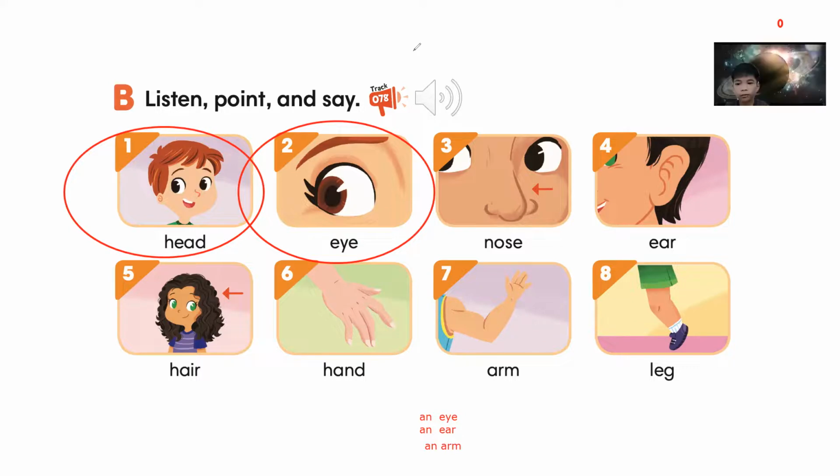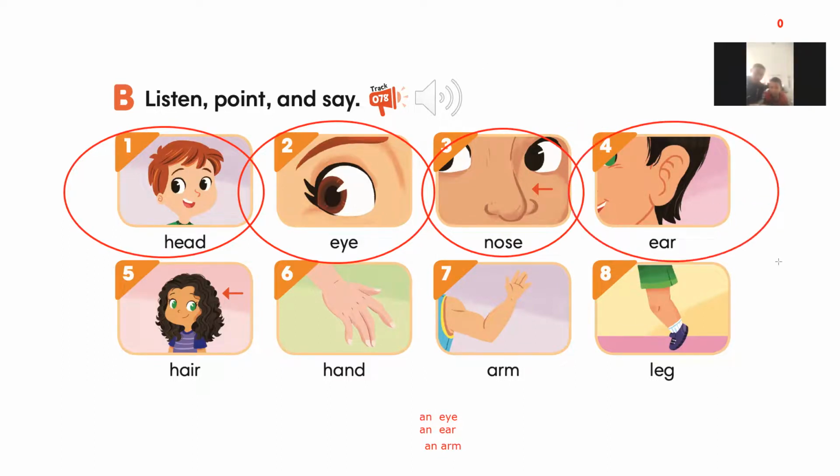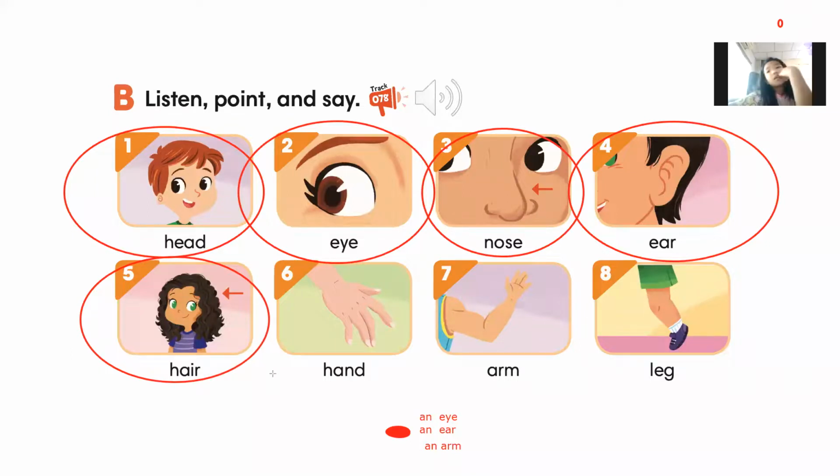Okay, next one, students. Do you have a nose? Yes, I do. I have a nose. Okay. Do you have an ear? Yes, I do. I have an ear. Okay, very good. Next, do you have a hair? Yes, I do. I have a hair. Yes, okay.